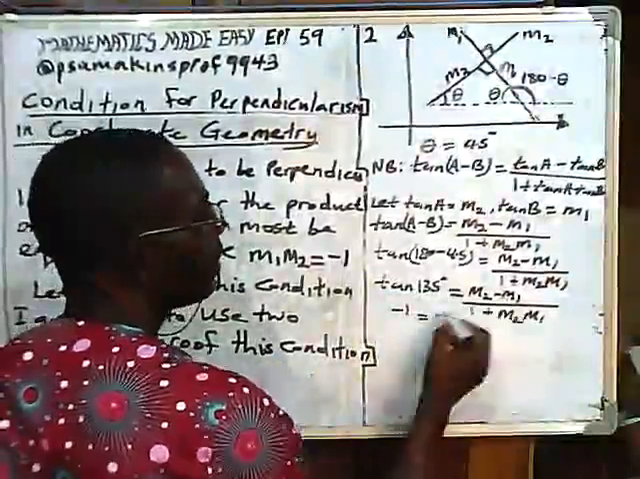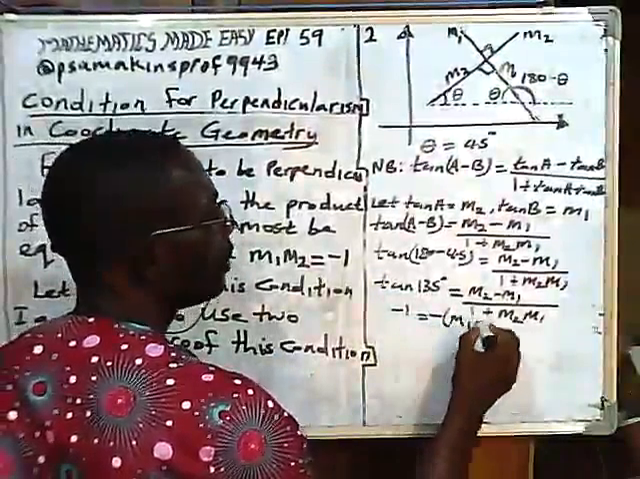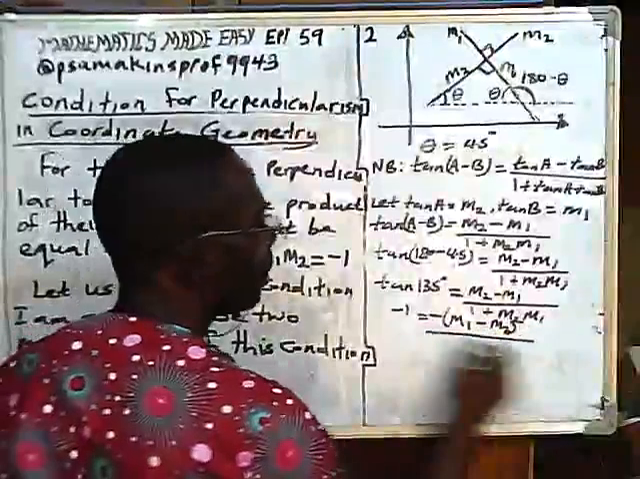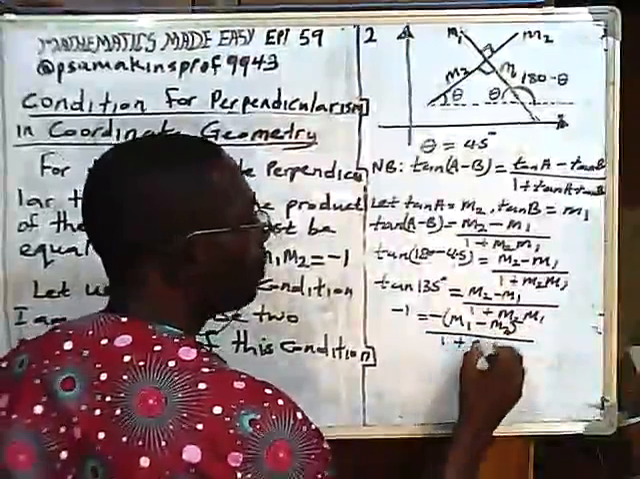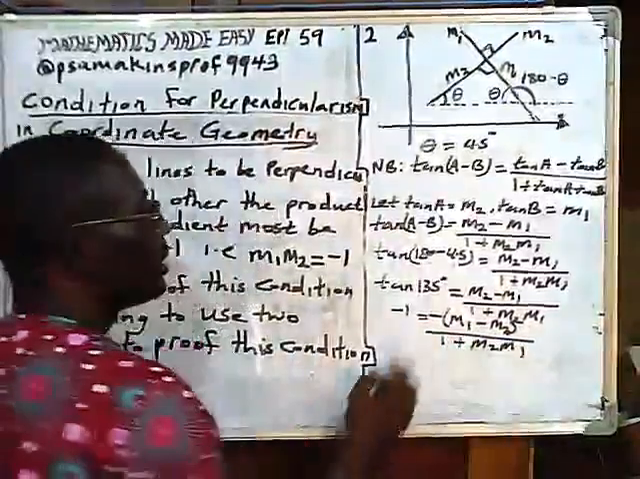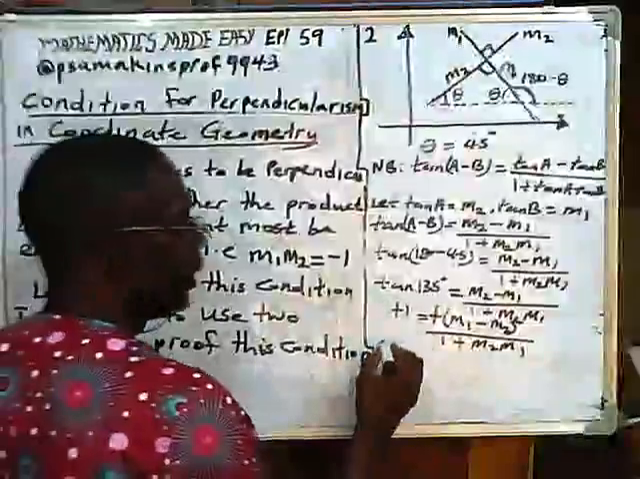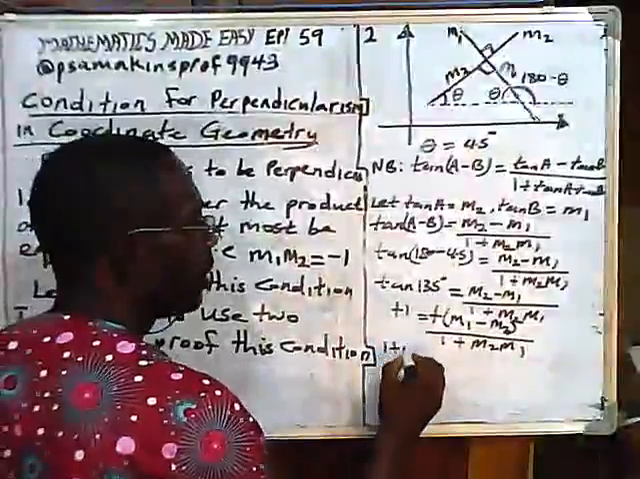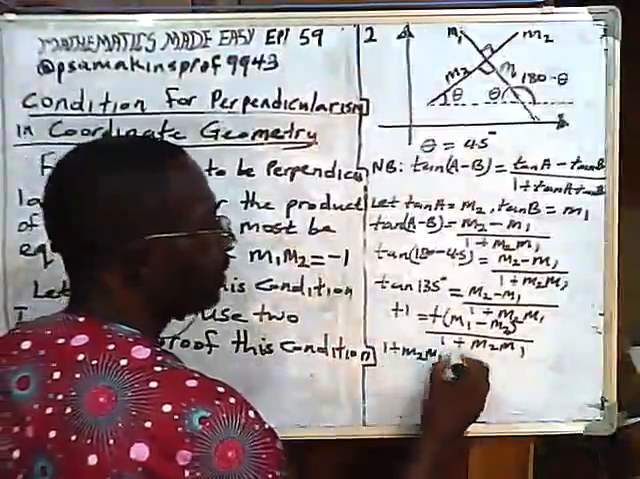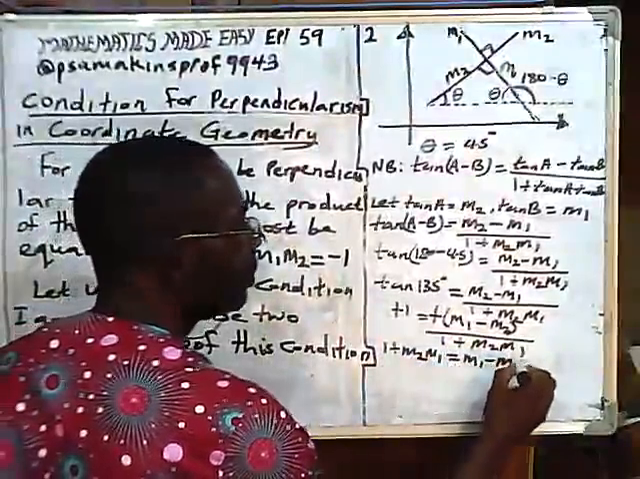So if we interchange this, it can be minus into (m1 minus m2), then all over (1 plus m2 m1). If that is the case, the minus here will cancel the minus here. Then we have 1 plus m2 m1 equals m1 minus m2.